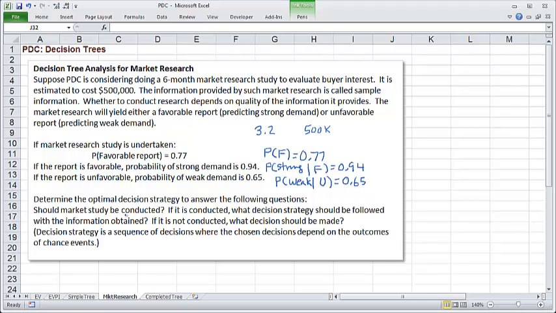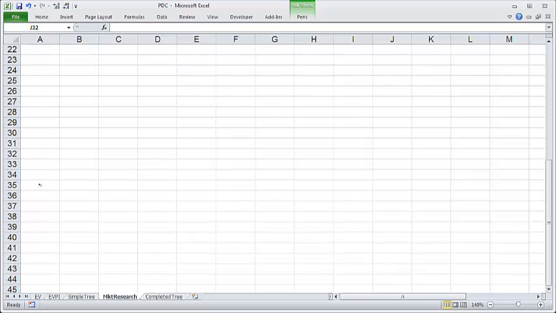Using these probabilities and the decision tree, we'll now answer the following questions. Should market research study be conducted? If it is conducted, what decision strategy should be followed with the information obtained? If it is not conducted, then what decisions should be made? We're going to draw a decision tree for this. Now, what will be the first node in our tree?